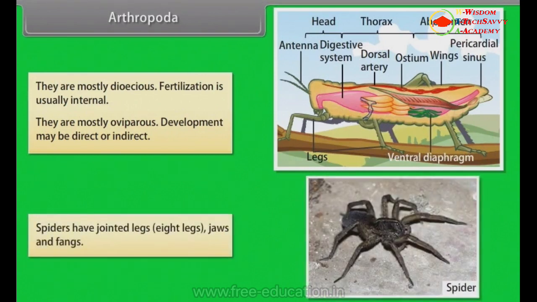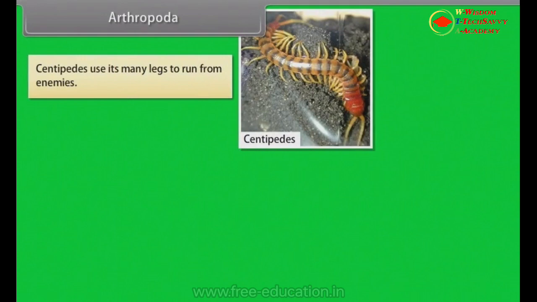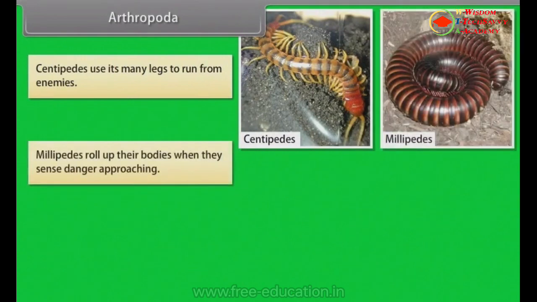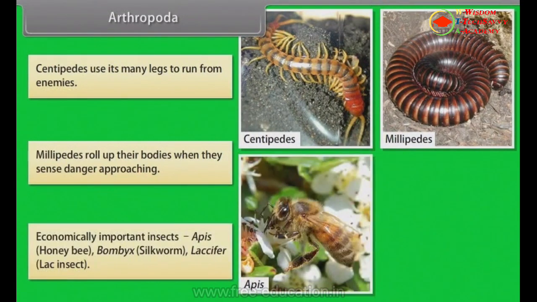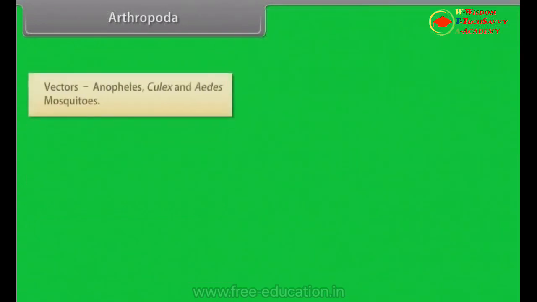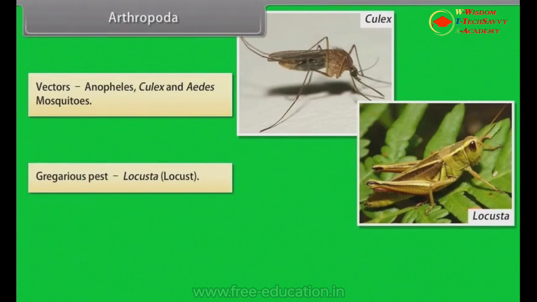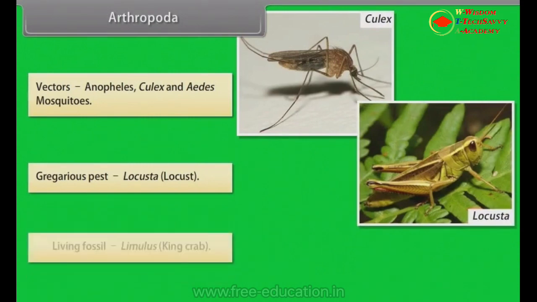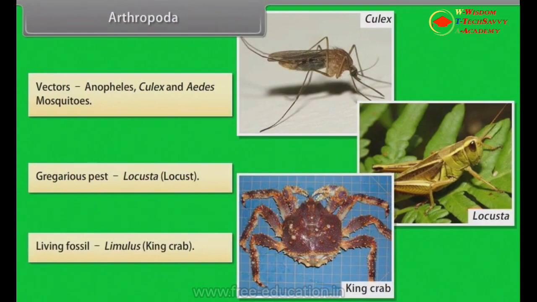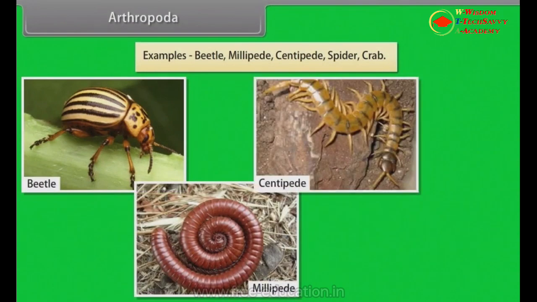Spiders have jointed legs, 8 legs, jaws and fangs. Centipedes use their many legs to run from enemies. Millipedes roll up their bodies when they sense danger approaching. Economically important insects: Apis, that is honeybee, Bombyx, that is silkworm, and Laccifer, that is lac insect. Vectors: Anopheles, Culex, and Aedes mosquitoes. Gregarious pest: Locusta, that is locust. Living fossil, that is Limulus or king crab. Examples: beetle, millipede, centipede, spider, crab.